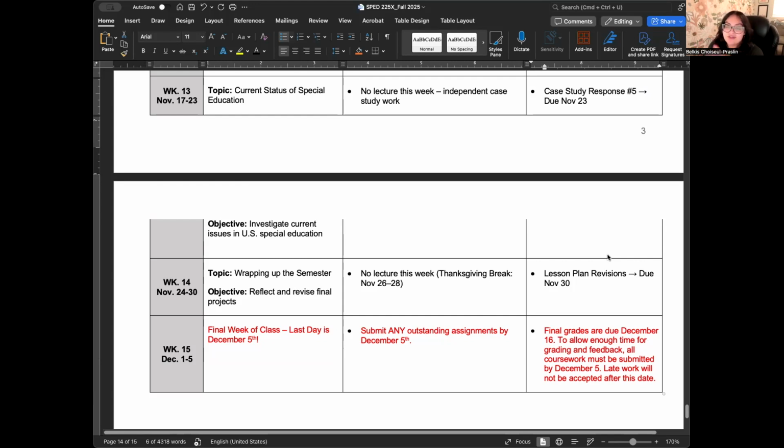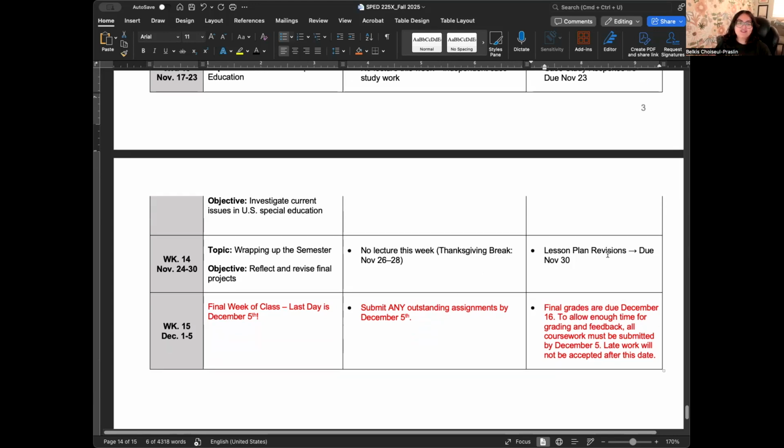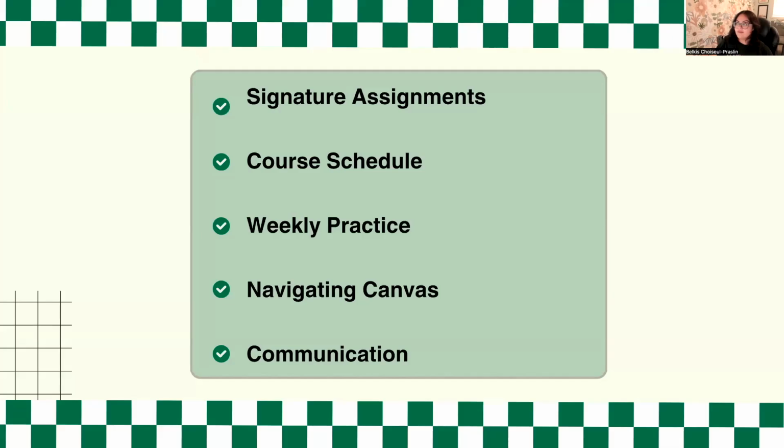So again, one of those things I would love to know about is how it looks by the end of the semester, and we can make adjustments as needed. So please make sure to pay attention to your course schedule. And this course schedule is also listed in the weekly to-do list in Canvas course modules. Okay, I'm headed back to our presentation here.